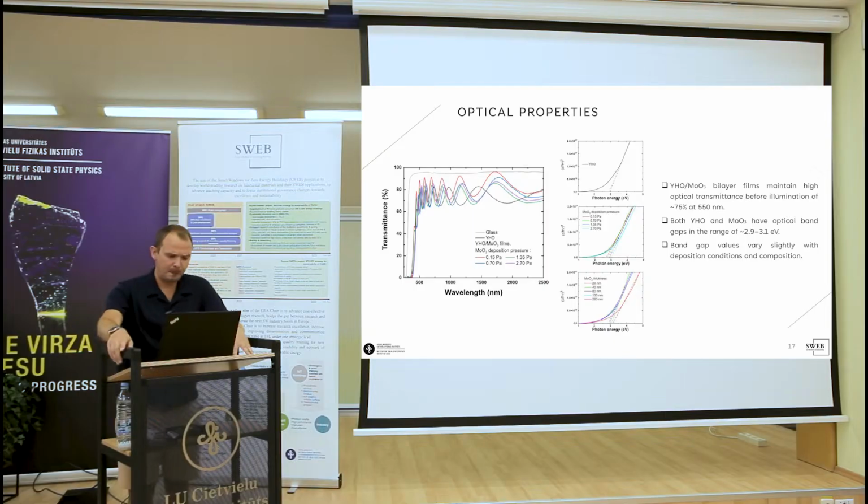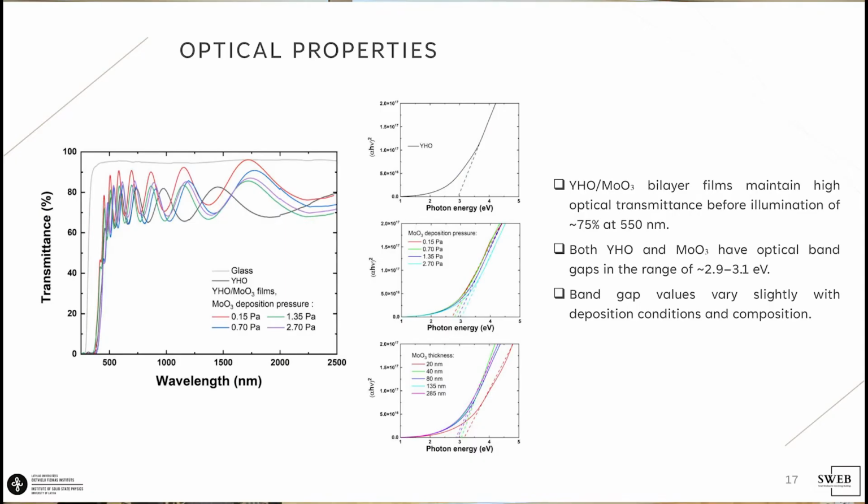Optical properties. Pretty much all the films have the same transmittance, and they absorb under around 400 nanometers, and this is because of the optical band gap. We recalculated the optical band gap values, and for both films the values are pretty much the same, around 3 eV.